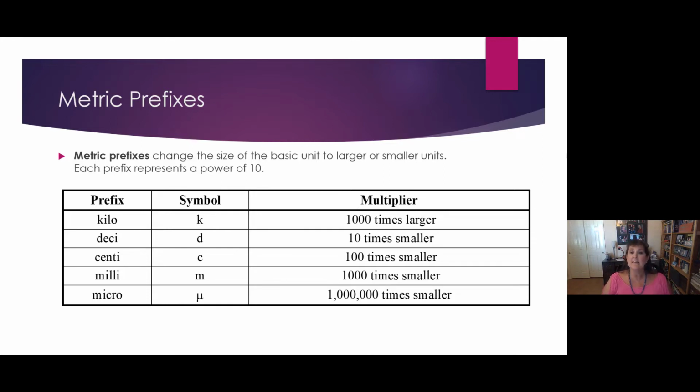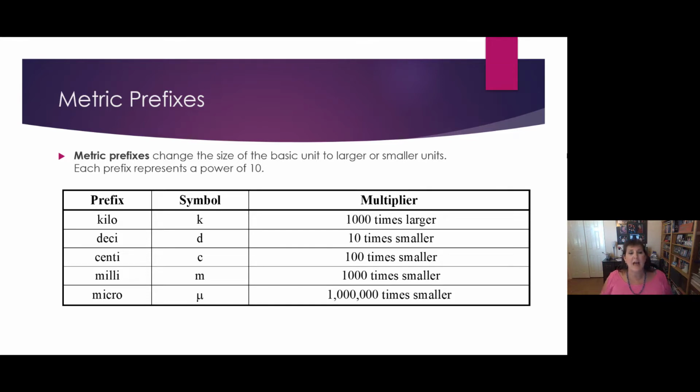Deci, D, is 10 times smaller. So I remember that by a dime. A dime is 10 cents, 10 times smaller. So deci is smaller than the base unit. It takes 10 decimeters to make up 1 meter. Deci is smaller, so you need 10 of them to equal a meter.